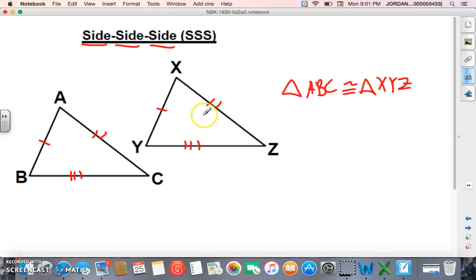XYZ. Notice that A and X are corresponding angles, so I've got them first. B and Y correspond, so they're both second, and C and Z correspond, so they're both third. Okay, you got to make sure again the angles have got to correspond. So that's an example right there of side, side, side congruency. All three sides of one triangle are the same lengths as the sides of the other triangle, so we know those triangles are congruent. And remember, congruent means exactly the same. They're like twinsies, right? Twinsies.